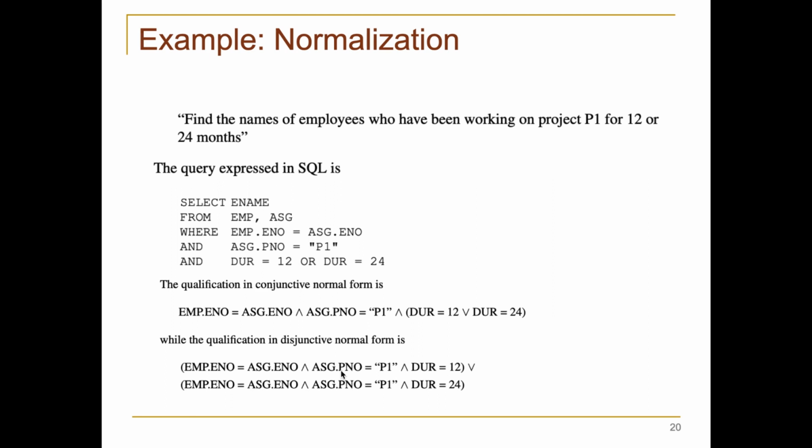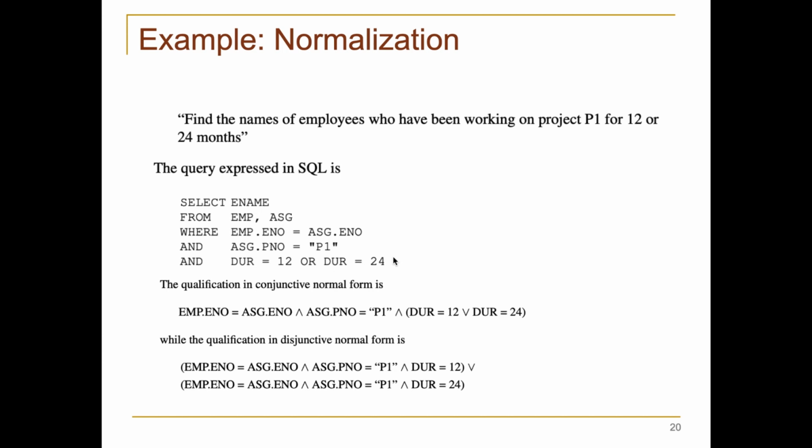Let's see some of the operations of query decomposition by example. Let's take one application, which is an application that finds the names of employees who have been working on project P1 for 12 or 24 months. So the declarative language equivalent of this application is written as select employee name from employee and assignment. These two are relations where employee.employee number is equal to assignment.employee number, and assignment.project number is equal to P1, and duration is equal to 12 or duration is equal to 24.